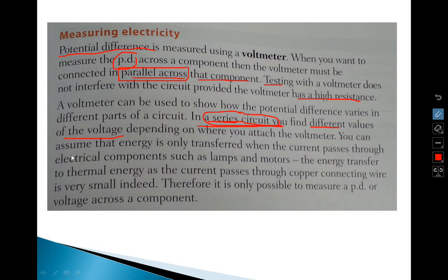So we can assume that energy is only transferred when the current passes through what? An electrical component, such as a lamp or motor. The energy transferred to thermal energy as the current passes through copper connecting wire is very small indeed. Therefore, it's only possible to measure PD or voltage across a component. We will take some examples, because it's easier to explain than this paragraph.